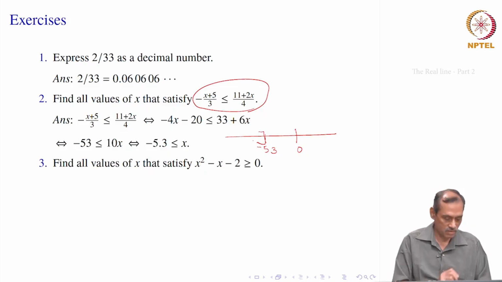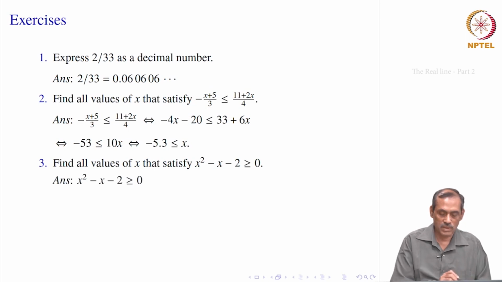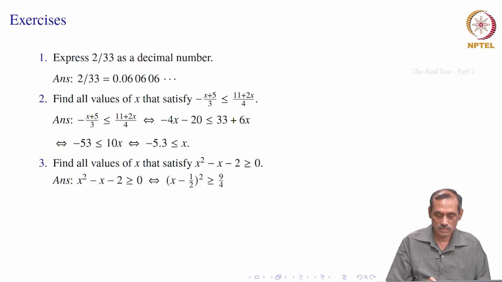Okay. So, let us go to next problem. Find all values of x that satisfy x square minus x minus 2 greater than or equal to 0. So, now it was a linear equation, now it is quadratic, there is a power for x. So, x square, x into x, minus x minus 2 greater than or equal to 0. So, what do we do? We start with the same inequality and see how it goes.